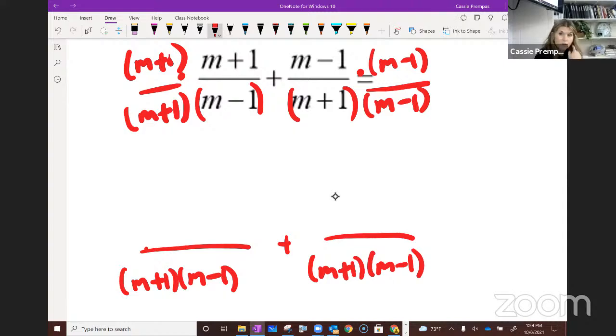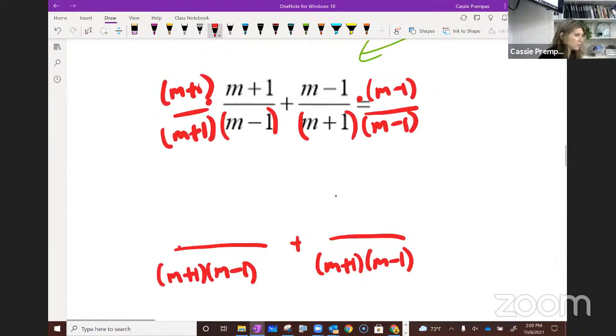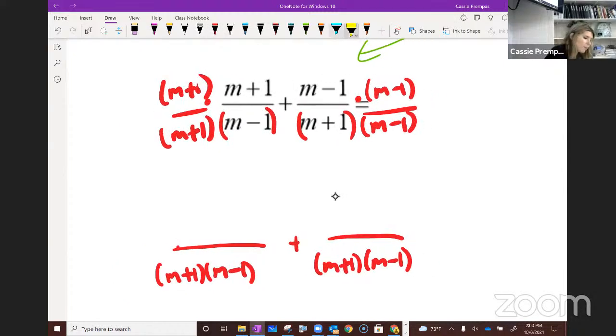Now, we know from all of our previous work, we have to add the numerators together. But this is going to take some simplifying. How do I multiply m plus 1 times m plus 1? It is m plus 1 squared, but I'm going to have to simplify that out. Good, and I'm going to have to use the process of FOIL.